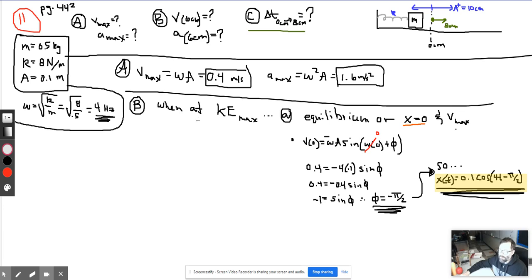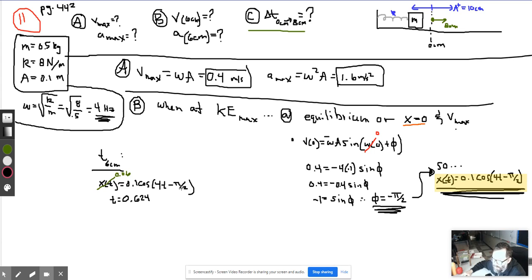All right, and what are we supposed to do again here? So velocity at 6 centimeters and acceleration at 6 centimeters. Okay, so I'm going to figure out what time I'm at 6 centimeters, and then I can just feed that time back into my velocity and position and acceleration functions to find the values at 6 centimeters.